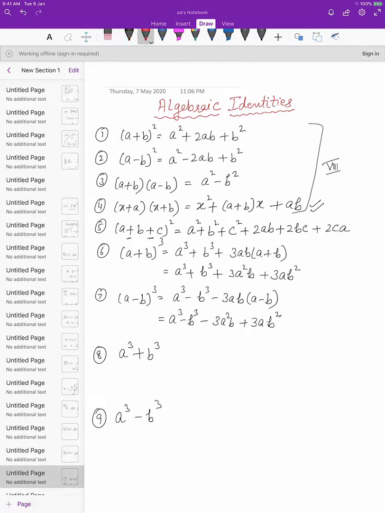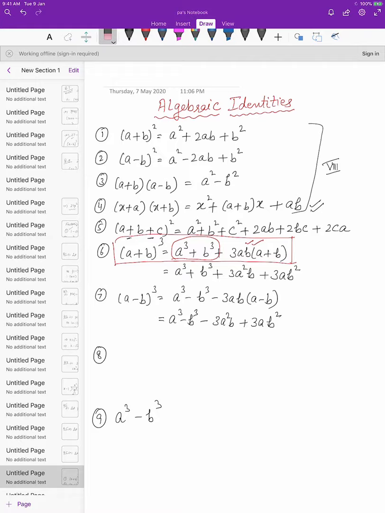Now children, if you look at the identity for a plus b whole cube, the 6th identity, I am just highlighting this. If you look at this identity carefully, do you find the expression a cube plus b cube anywhere in this identity? We can find it on the right hand side, that is this, a cube plus b cube. Suppose I want to find the value of this a cube plus b cube. What will I do? I will take this term on the left hand side.